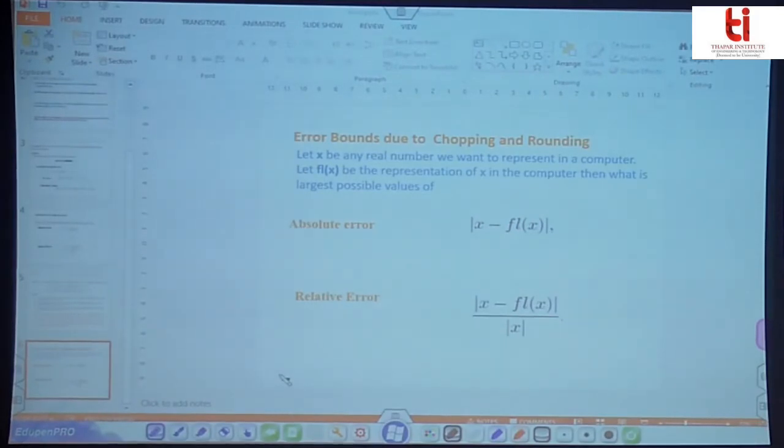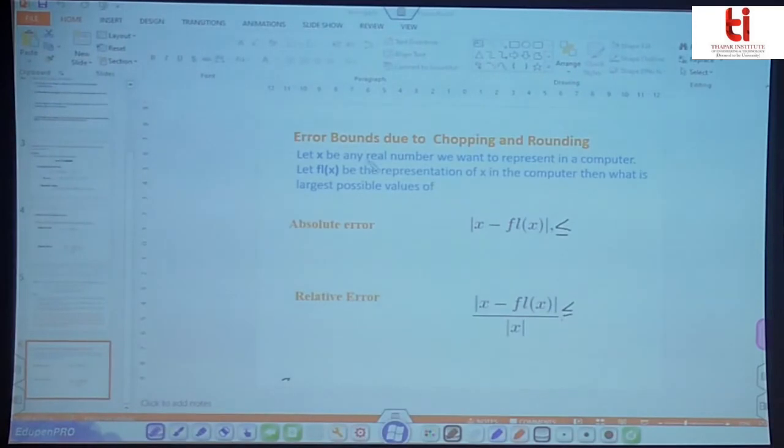This is the second lecture on error. In the previous lecture, we discussed the absolute error and relative error. In this lecture, we are going to find out the error bound. Error bound means the maximum number by which the absolute error and relative error are bounded.